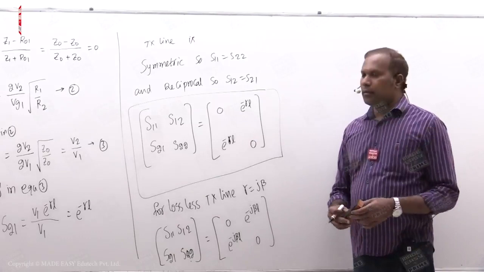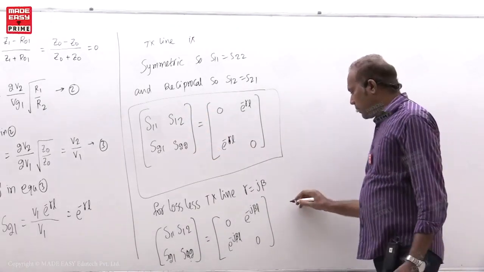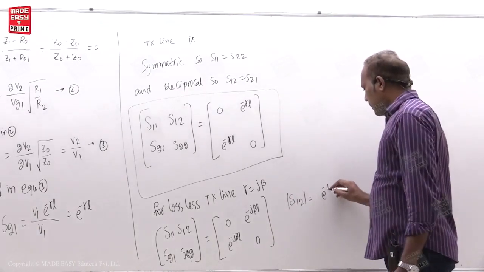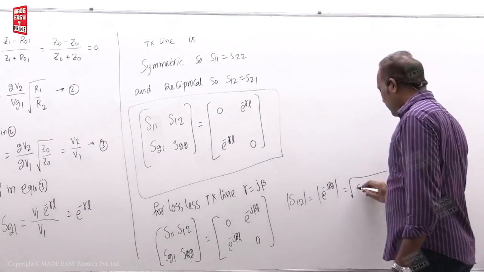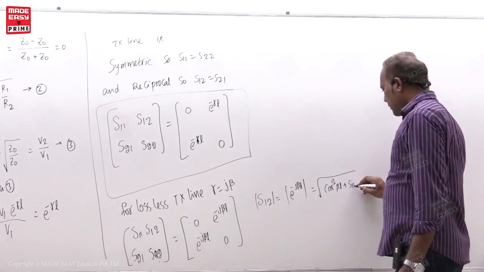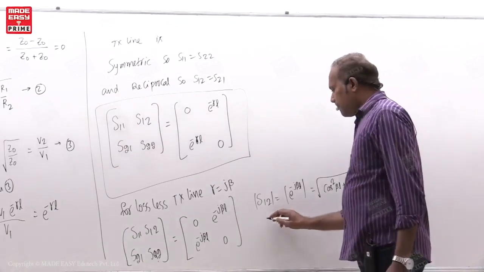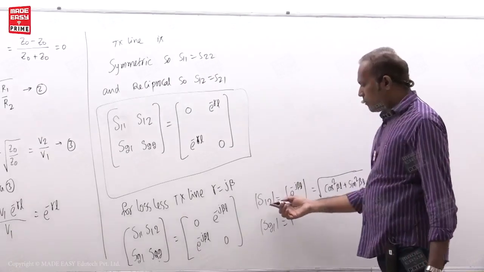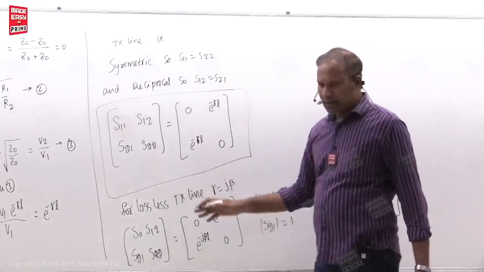In the note I have written, modulus of S12 is equal to modulus of S21. Here you can find modulus of S12 is equal to e power minus j beta L. And what is the modulus of this? So root of cos square beta L plus sin square beta L, that is equal to 1. Similarly, modulus of S21 is also 1. I already told you, modulus of S12, modulus of S21 is equal to 1. Then that is lossless. Already it is a lossless network.